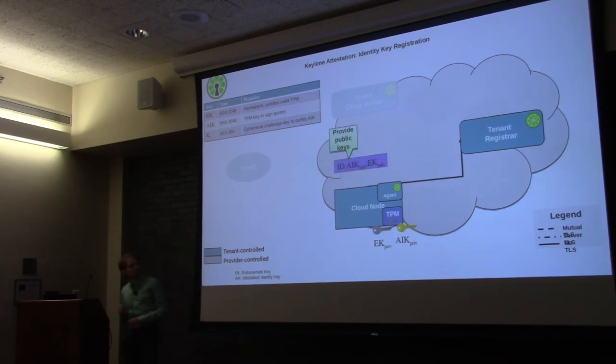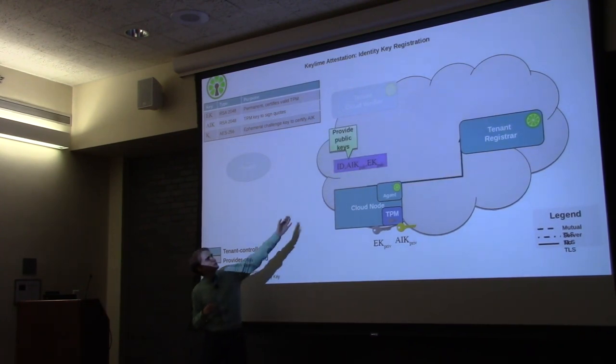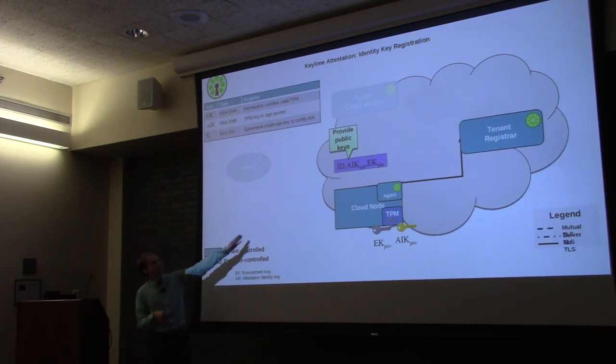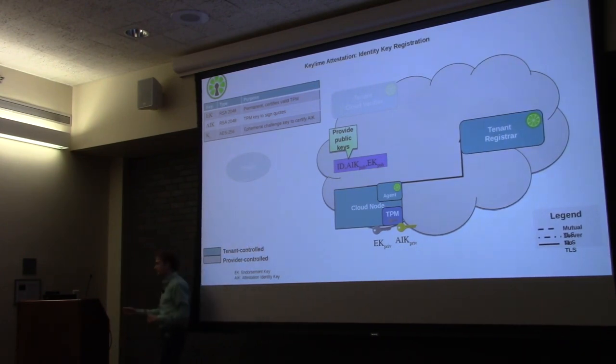So the first thing that's going to happen is the node is going to send over its identity, which is just a unique ID that is given by the provisioning process. It can be anything at all as long as it's unique. And then, of course, it's going to send over the public portions of its AIK and EK.